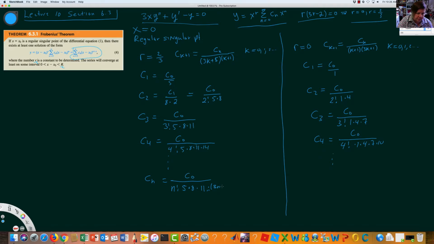Dot, dot, dot, 3n plus 2. So what this means is, when you calculate this, let's say you wanted to calculate C3. Let's see if it works. Here's C3. We know what C3 should be. C3 would be C0 over 3 factorial. There's the 3 factorial. And then we come over here to 3n plus 2.